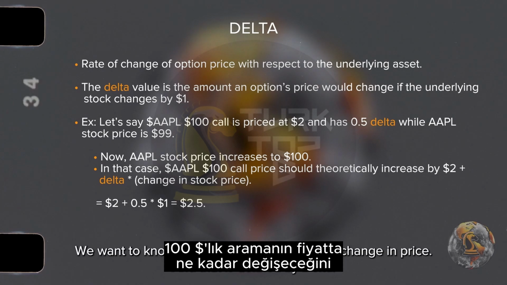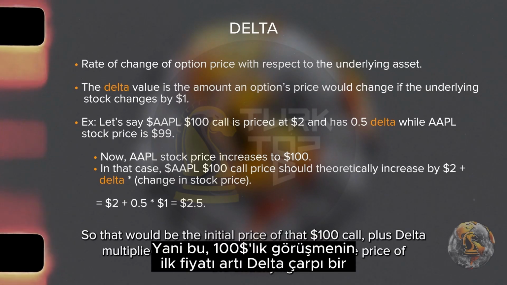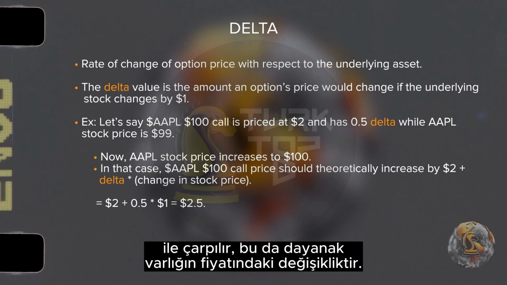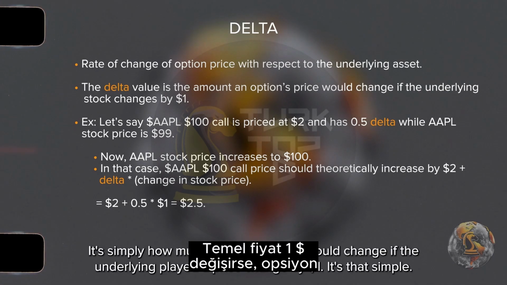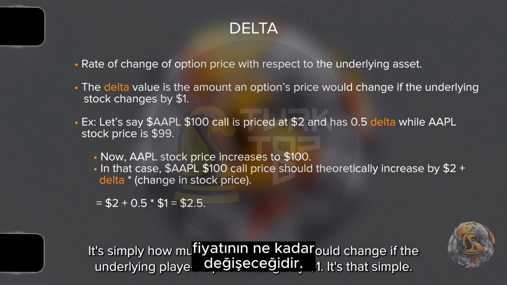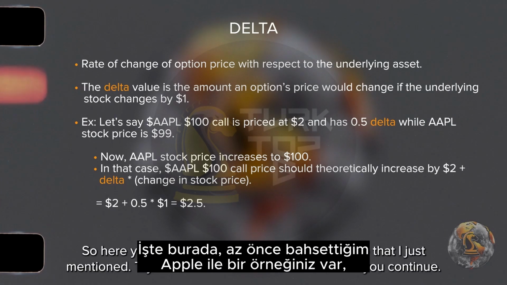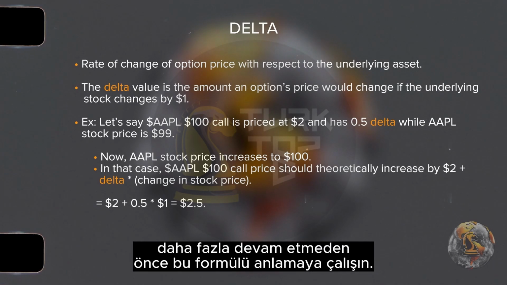We want to know how much the $100 call will change in price. And that is defined by delta. So that would be the initial price of that $100 call plus delta multiplied by 1, which is the change in the price of the underlying. So you guys can see delta by itself has no unit. It's simply how much the option price would change if the underlying price changed by $1. It's that simple. So here you have an example with Apple, the one that I just mentioned. Try and understand this formula before you continue more.